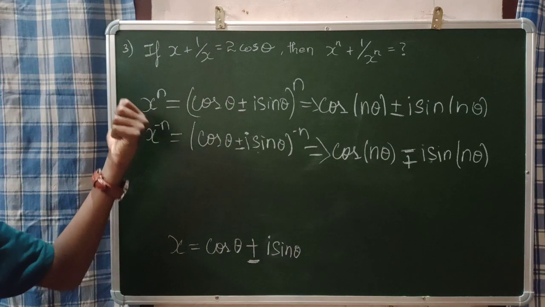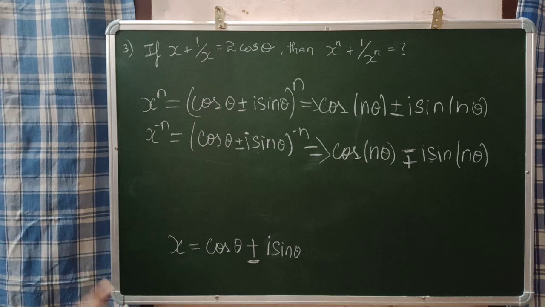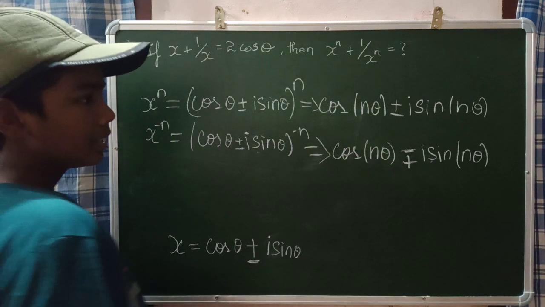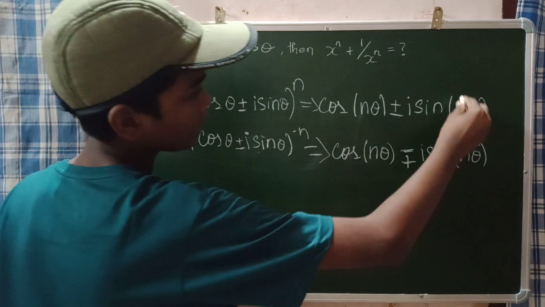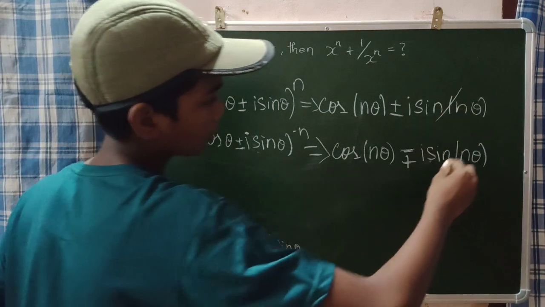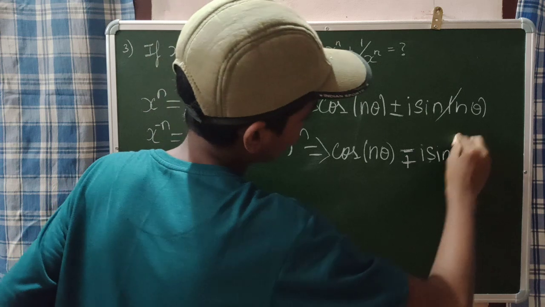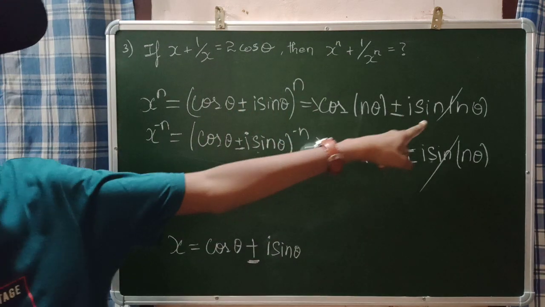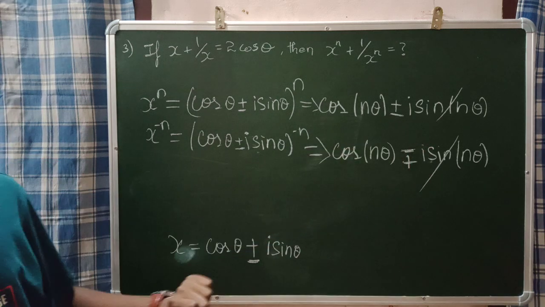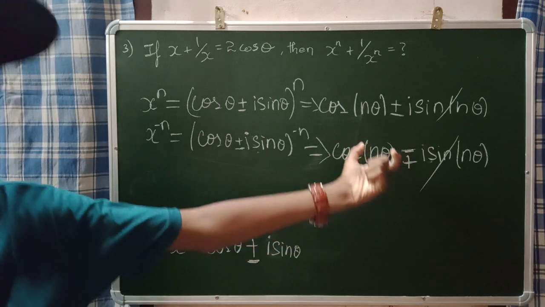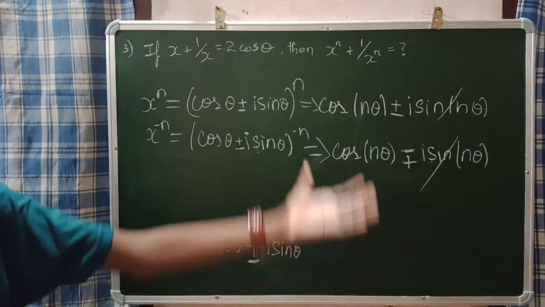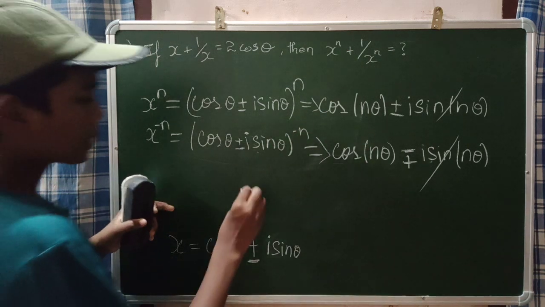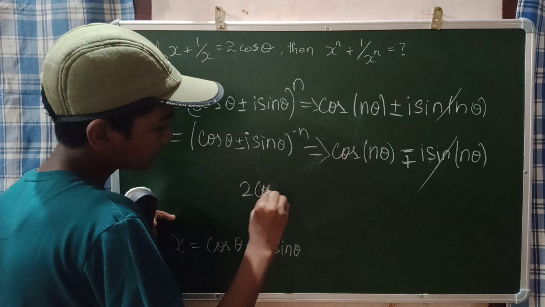So this is x to the power of n, this is x to the power of minus n, and I need to club them. If I need to add them, then your iota sine of minus n theta and minus or plus iota sin n theta will get cancelled. Because plus or minus iota sin n theta, minus or plus iota sin n theta, because I'm having minus first. That's why both these terms will get cancelled, and cos n theta plus cos n theta will be nothing but 2 cos n theta. And that's the answer for this question.